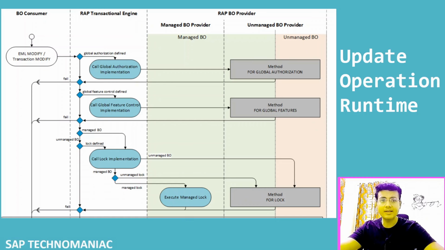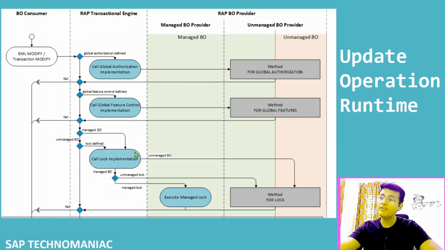We have completed the update, read and the lock method implementation. Now we will see during the update what all the methods will be called and in which sequence they will be called. To see that, we have this screenshot. As soon as you click on save button after the update, the first method that will be called is global authorization implementation that we already have seen. After that, if you define some global feature control, that will be called.